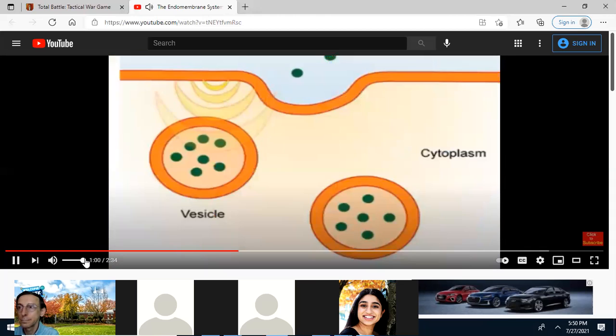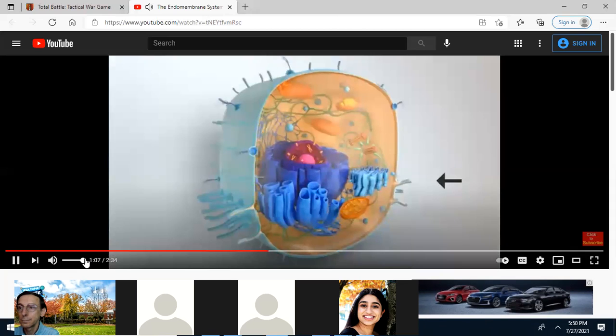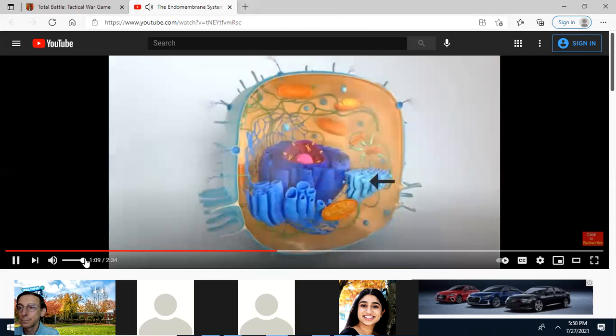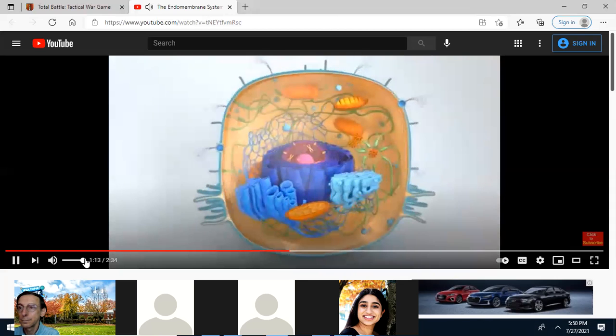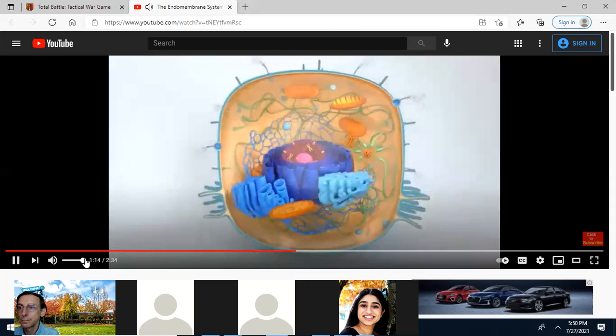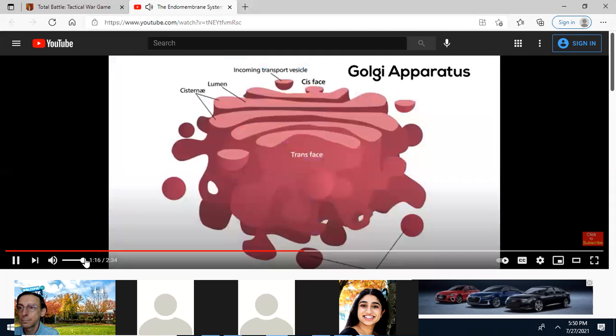A vesicle is a relatively small membrane-bound enclosed sac that stores or transports substances. At the Golgi apparatus, the proteins are sorted, packaged, and tagged so that they can travel to the right place inside or out of the cell. The receiving side of the Golgi apparatus is called the cis face. The opposite side is called the trans face.